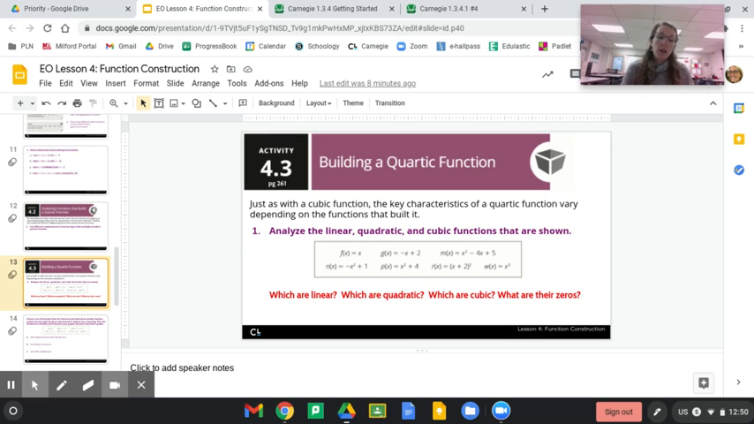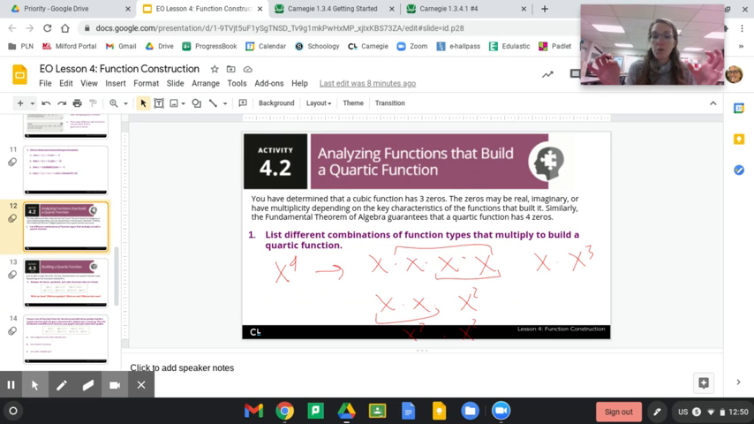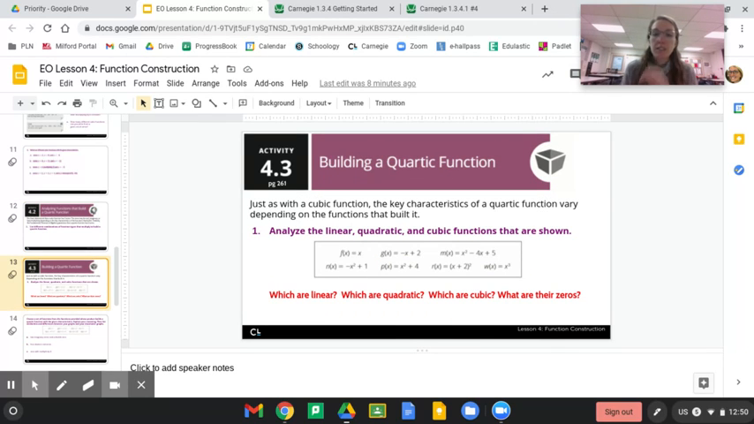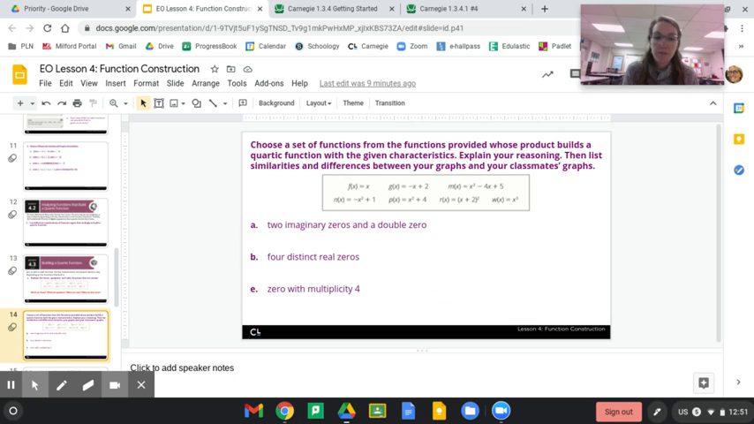So think about those different factors for a second, because then you'll be looking at the same idea in 4-3. So 4-2, really that first question is all we're thinking about, what different types. The rest of 4-2 we're not going to worry about today. It goes in a different direction that we don't need. So after you look at that question, you can skip ahead to 4-3, which is building the quartic function. So again, look at those factors, analyze them first, see which are linear, which are quadratic and cubic, what are their zeros. And then for 4-3, just worry about A, B, and E. So how can you do 2 imaginaries and a double, 4 distinct, and a multiplicity?